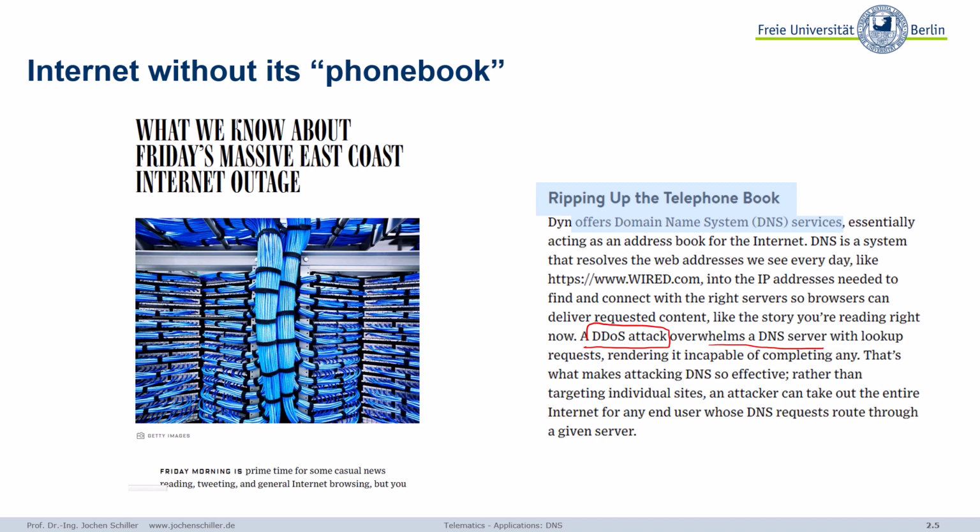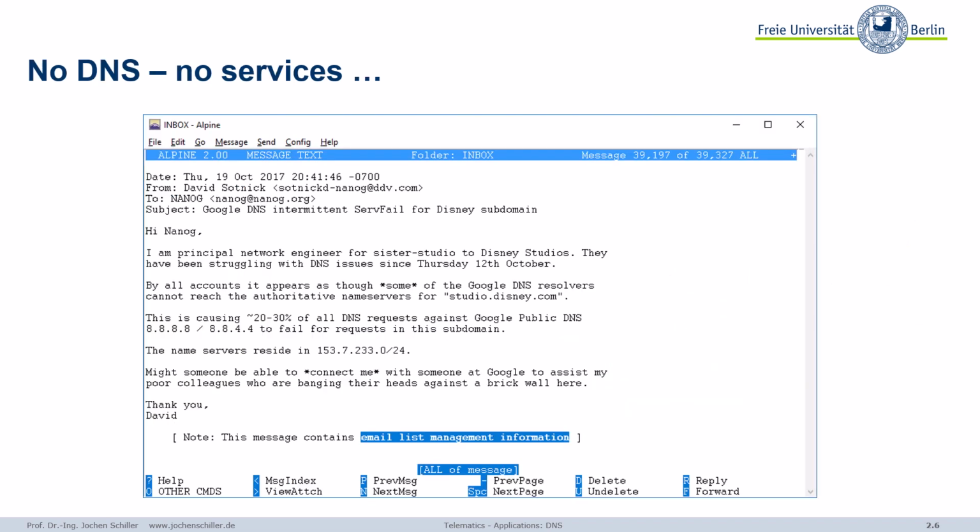Overwhelming so-called DNS servers, I will explain what it is and how this works. The effect was, there was no phone book. And having no phone book has serious consequences. No one knows the IP addresses of your computers. If you knew the IP address, you could directly use it, also in your browser. But without the DNS, we don't have the service for our customers.